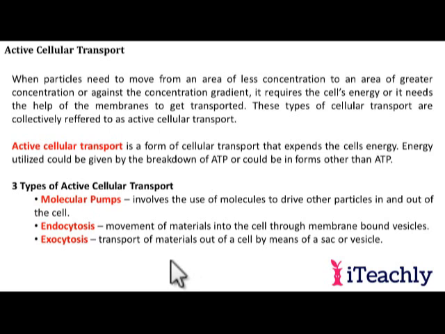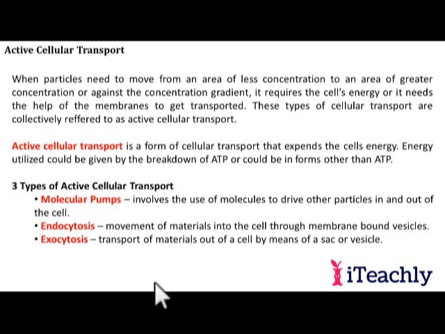There are 3 types of active cellular transport. The first one is a molecular pump. We'll find that this is very important in our bodies. This goes on in every single cell over and over again. This is something that our bodies do that transmits signals, but it's very important. It involves the use of molecules to drive other particles in and out of the cell. So molecular pumps, we're going to be talking about those.